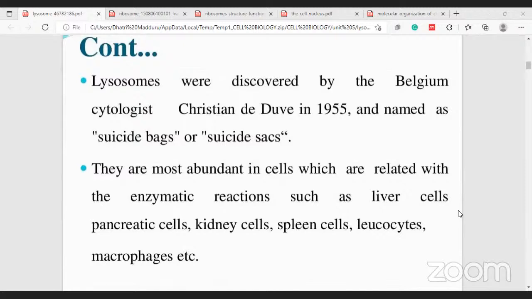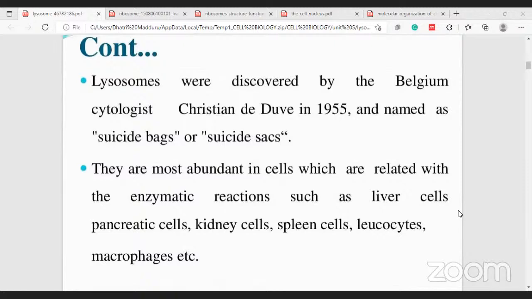They are most abundant in cells which are related with enzymatic reactions. Wherever more metabolic processes involving enzymatic reactions take place, in such cells we can see an increased number of lysosomes. Examples are liver cells, pancreatic cells, kidney cells, spleen cells, leukocytes, macrophages, etc.